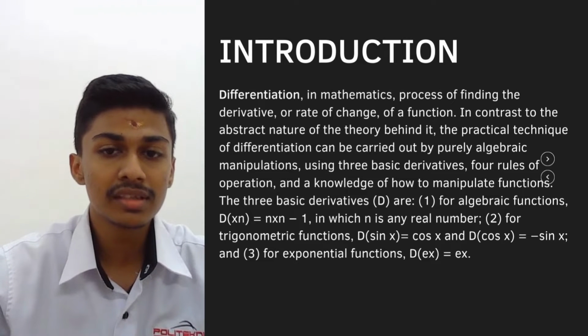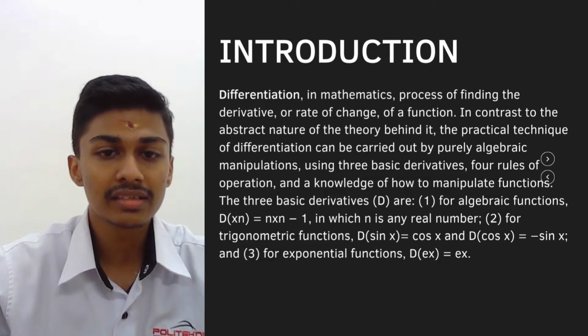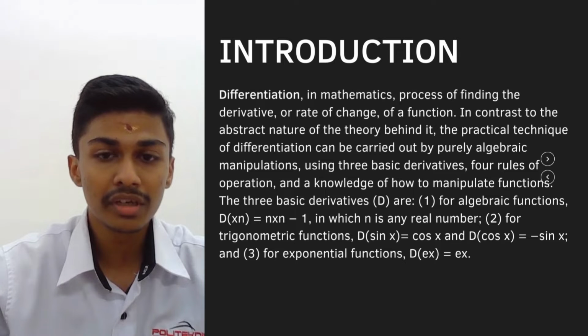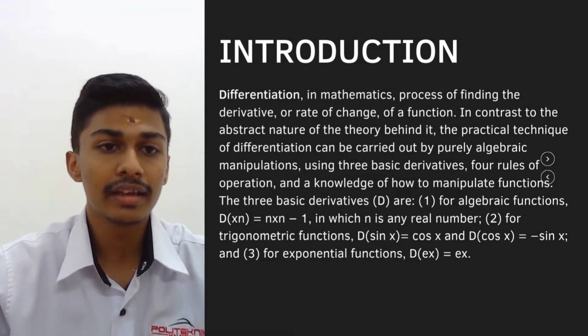The three basic derivatives are: one, for the algebraic function, d(x^n) equals n x^(n-1), in which n is a real number. For trigonometric functions, d(sin x) equals cos x, and d(cos x) equals negative sin x. And three is the exponential function, d(e^x) equals e^x.